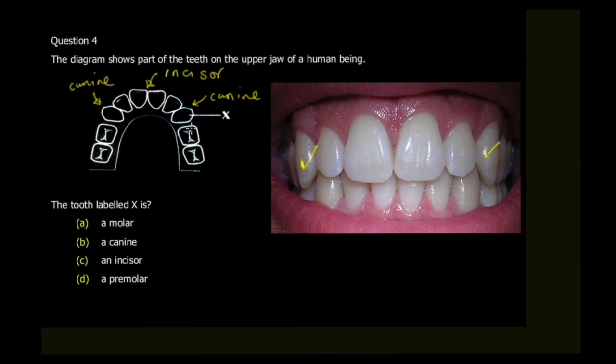So they are different for premolar and molar, but then here they just bundle them up. So that's it for this question. You choose, the diagram shows the tooth labeled X, it would be a canine. Okay, it's the animal tooth. So let's move to question 5.